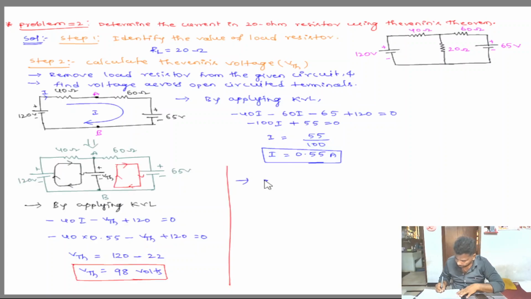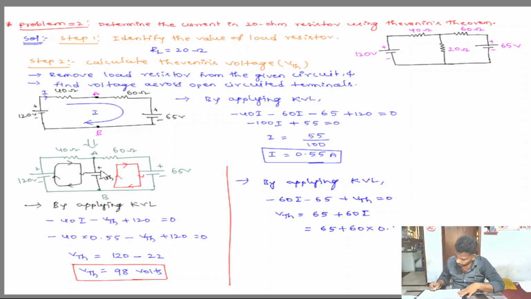Yeah, same. By applying KVL, this 60 means voltage drop, obviously. It is minus 60I, and the current is flowing from positive to negative. It is minus 65, and VTH negative to positive, it is plus VTH equal to 0. Then VTH is equal to 65 plus 60 into I, and I value is 0.55.